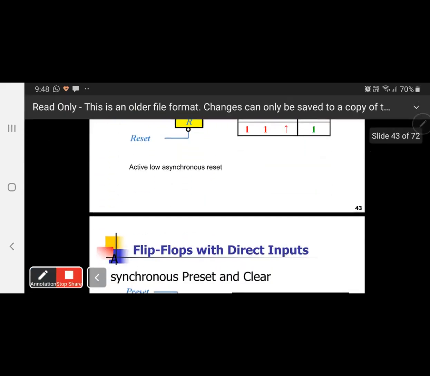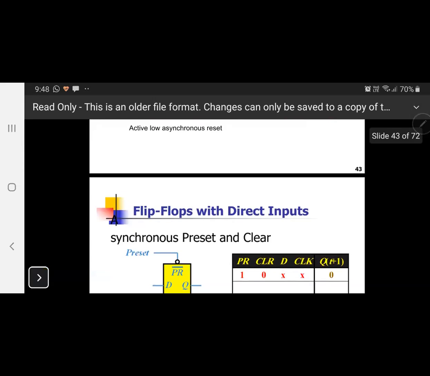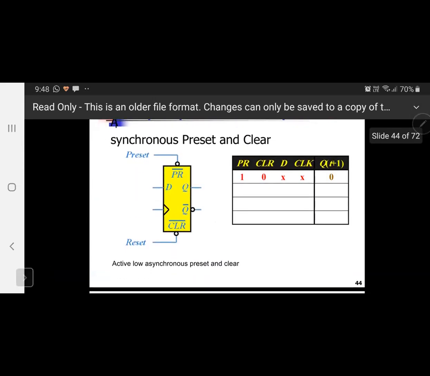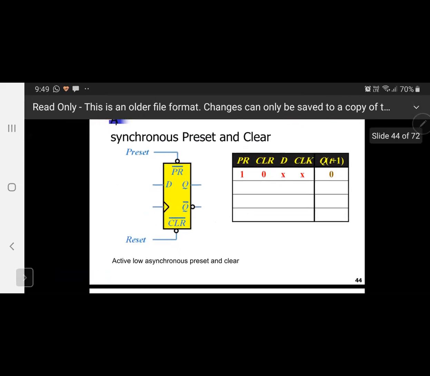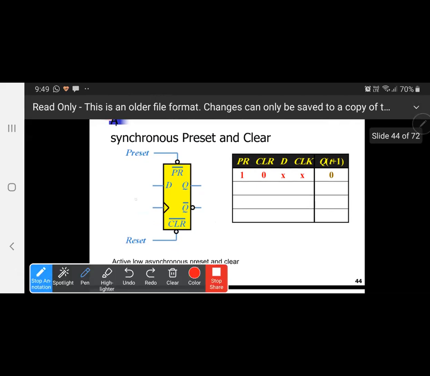Then the reset condition we have done. After that, preset. Reset and clear are the same; you can say clear or reset. And preset: do you know preset means you need to make the output 1. The output should be 1. Preset means make it set. So the output will be 1 in this condition. So what should we do?